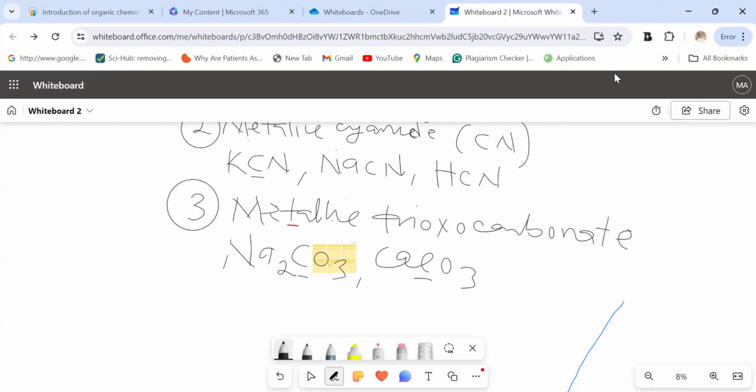And the fourth one, which is also the last one, is carbon dioxide and carbon monoxide, that is CO. Carbon dioxide and carbon monoxide are also compounds that contain carbon, but they are not considered organic compounds. So ladies and gentlemen, these are the four classes of compounds that contain carbon but are not considered organic compounds. Apart from these, any compound you see that contains carbon, you can consider it an organic compound.